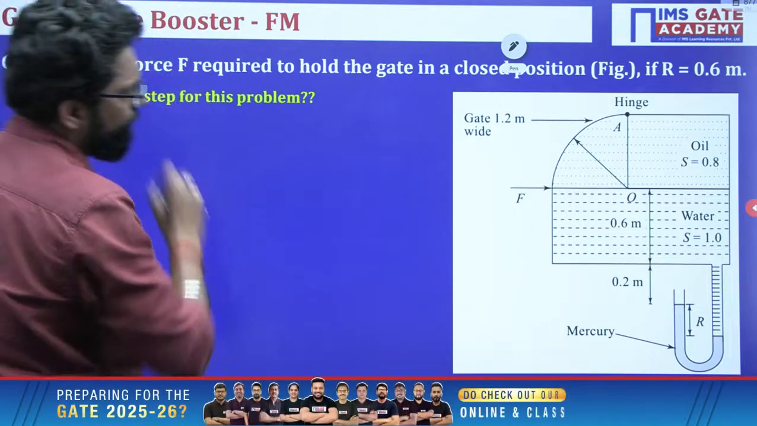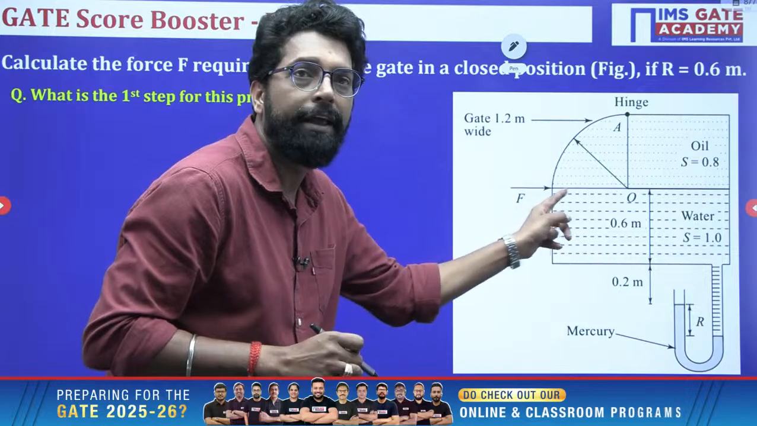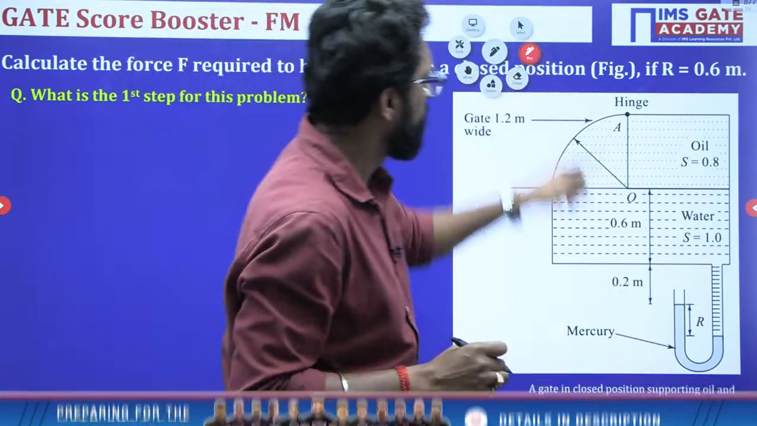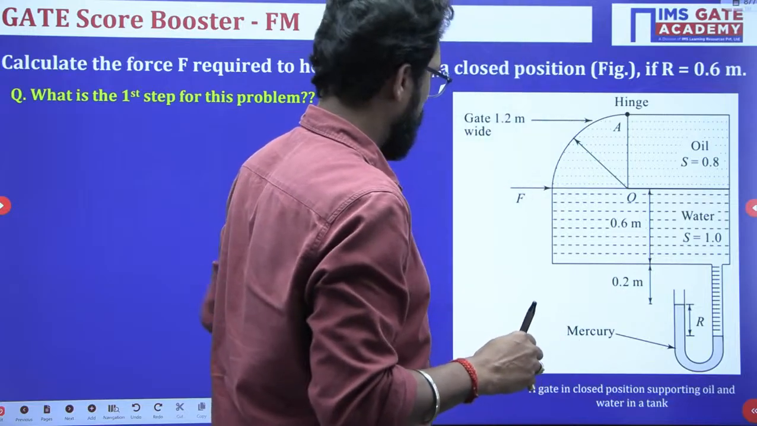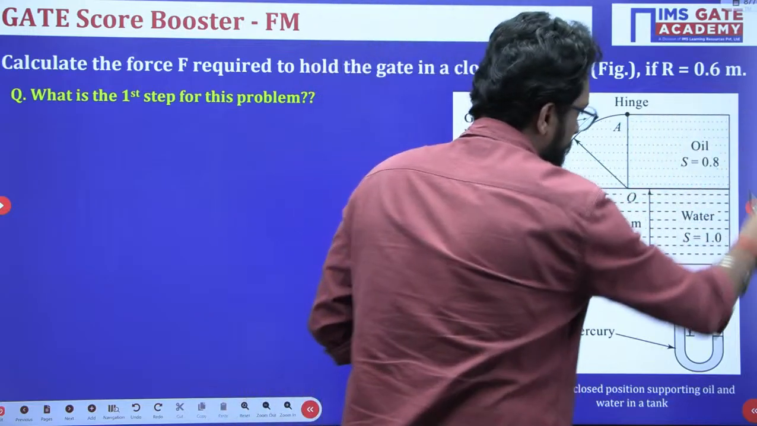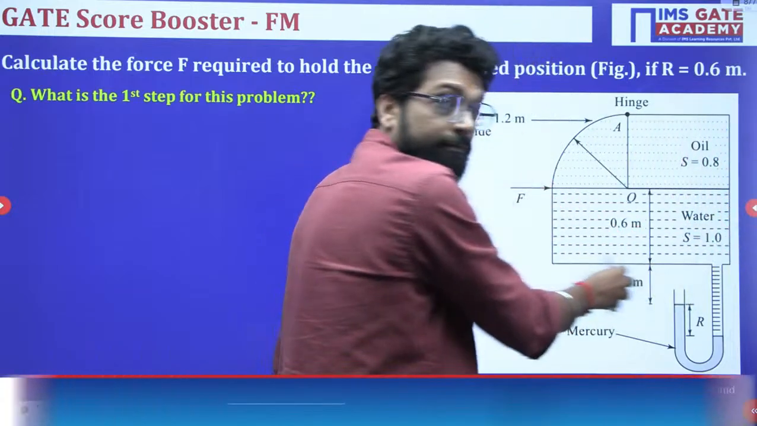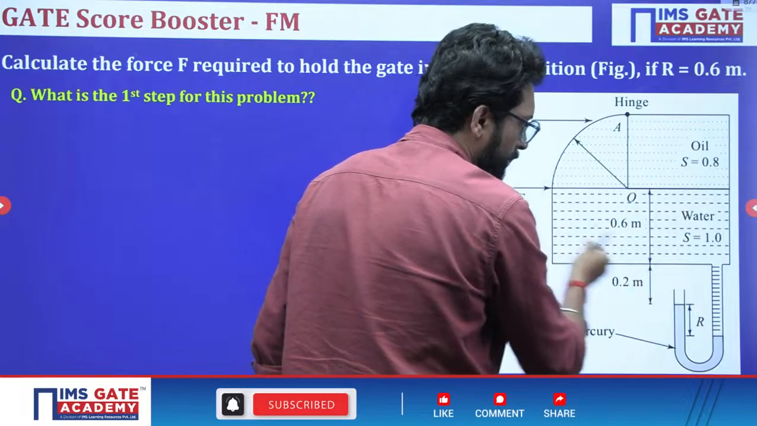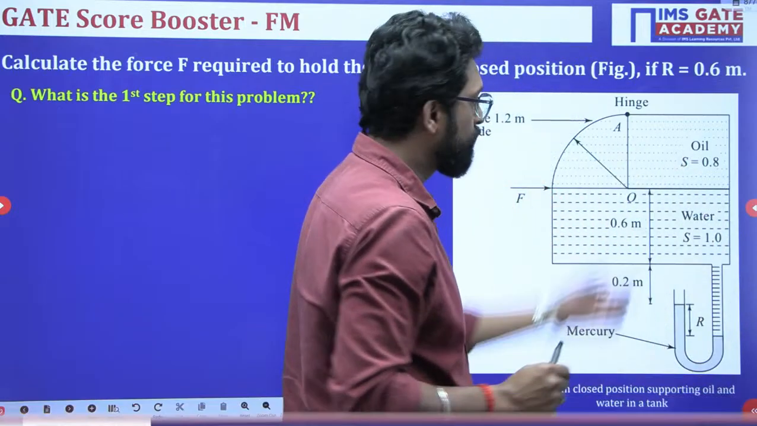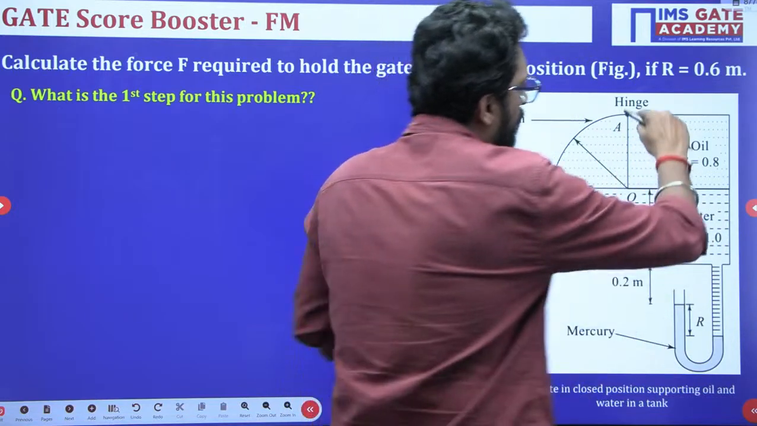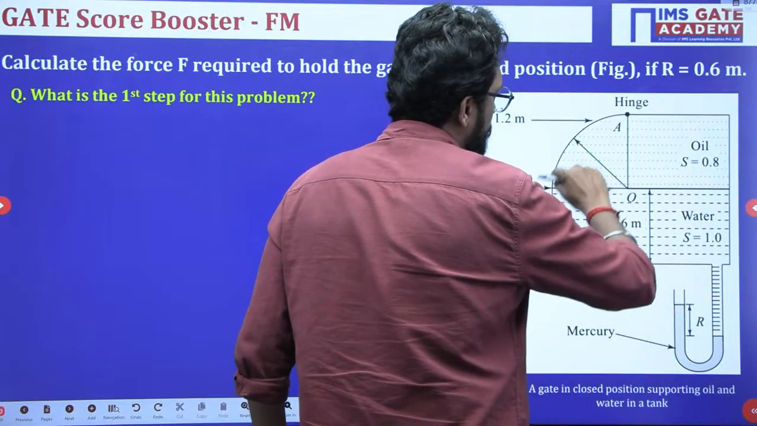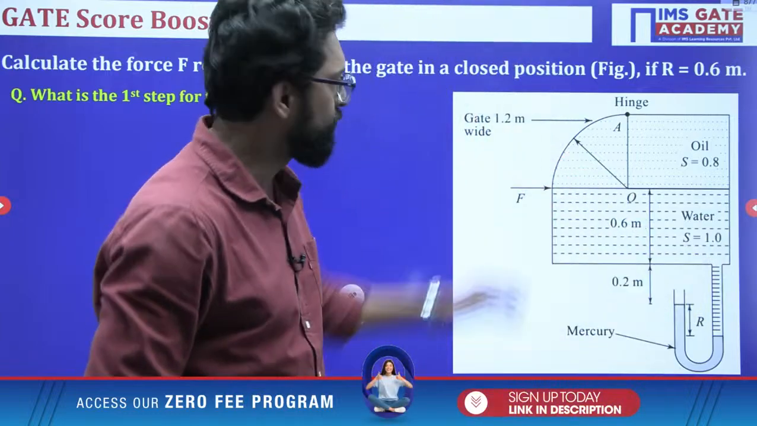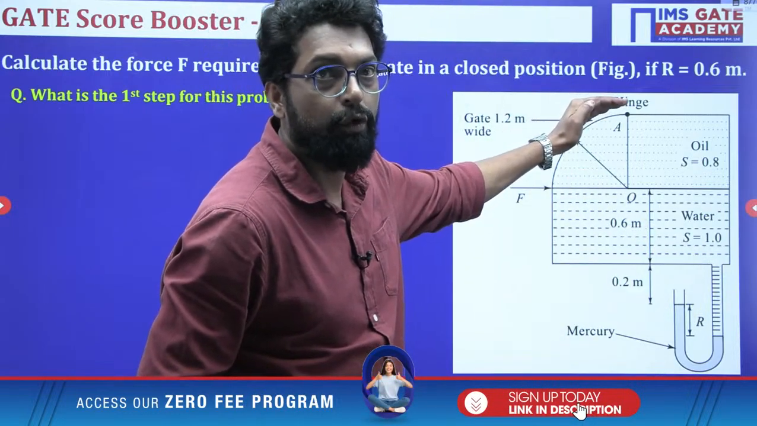Calculate the force F required here to hold the gate in a closed position. Now my dear, what is the situation? There is a tank. In this tank, there is oil and there is water, up to that there is water. All have a flat surface, but the corner one is your quarter circle.